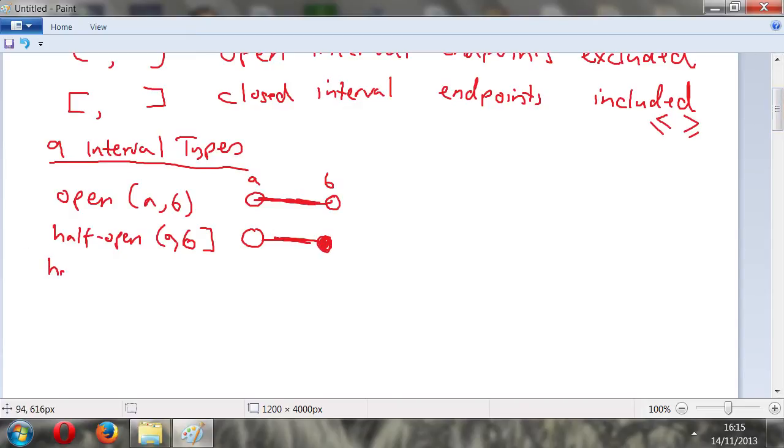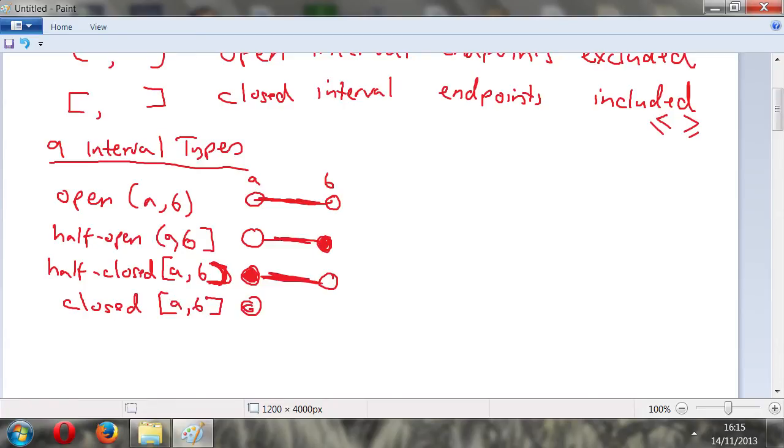Okay, similarly we've got half closed. So we'll do it closed, included on the left, open, excluded on the right. And then we're going to have a closed interval. So this will be both points included. Well, that was not supposed to be like that, but now it is. So these are both going to be closed and included there.